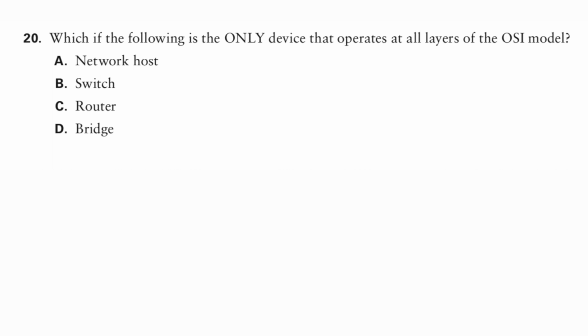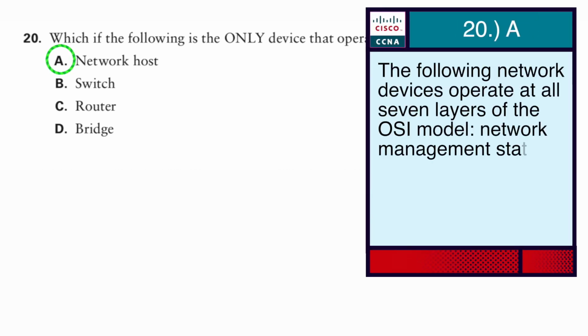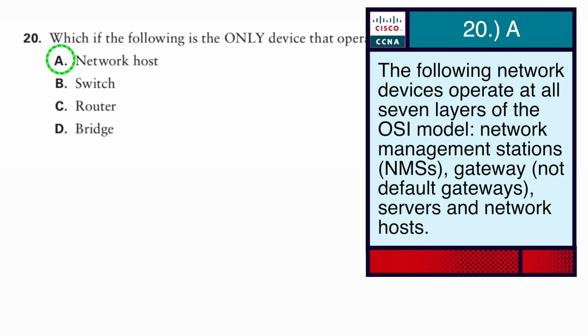Number 20. Which of the following is the only device that operates at all layers of the OSI model? A. Network host, B. Switch, C. Router, or D. Bridge? The correct answer is A, network hosts. The following network devices operate at all 7 layers of the OSI model: network management stations, gateways, not default gateways, servers, and network hosts.